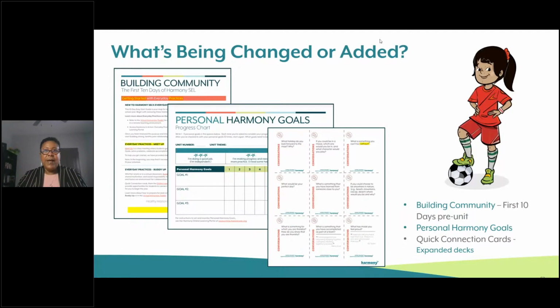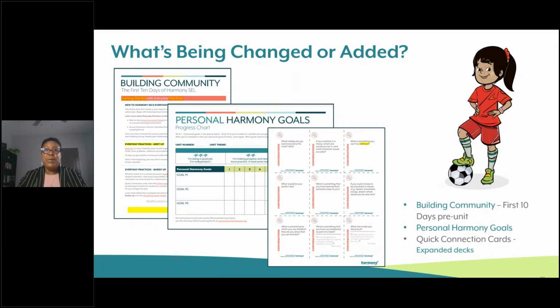We've also built upon the amazing work of the original program with the addition of a pre-unit to provide more guidance in the establishment of our everyday practices of meetup and buddy up, personal goal setting in addition to the classroom harmony goals, and expanded decks of quick connection cards to meet teacher requests for more cards to use.